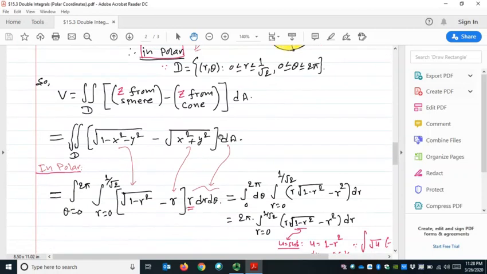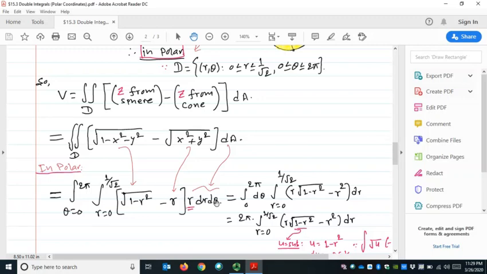Let's move on. So in polar coordinates, we have r integrals and theta integrals, where the r limits will be 0 to 1 over radical 2, and the theta limits will be 0 to 2 pi. Then in the integrand, radical 1, pull the minus out, then x square plus y square, which is r square in polar coordinates, and this is simply r, and the area element will be r times dr d theta.